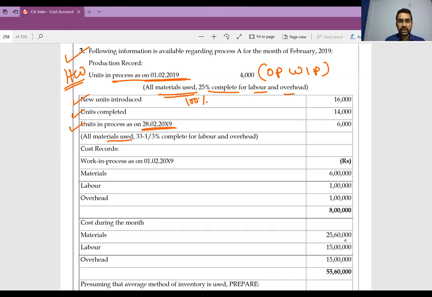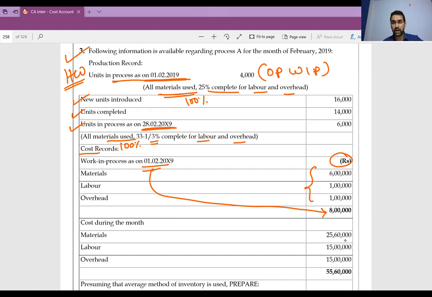They are saying material used, that means 100%, and 33.33% for labor and overhead. Cost records: work in progress. This is in rupees, by the way. 6 lakh plus 1 lakh plus 1 lakh. Opening WIP is 8 lakh. Directly you will take 8 lakh in your ledger.